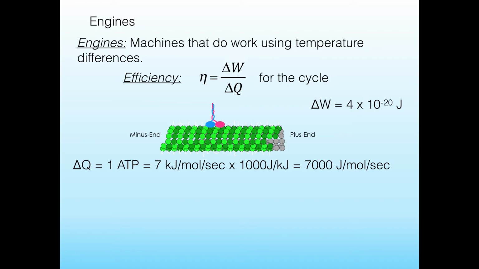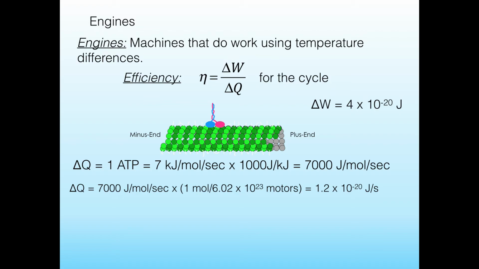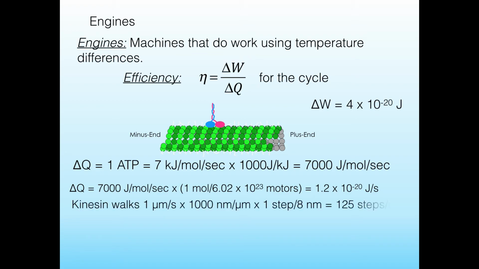And then we're only talking about one molecule here, so we can convert the moles into molecules, or number of motors, using Avogadro's number. So now we get 1.2 times 10 to the minus 20 joules per second. Now this is pretty good. We're actually on the same order of magnitude, but we need to get rid of this seconds, and so we need to think about this a little bit.